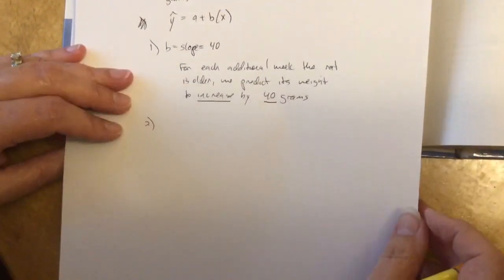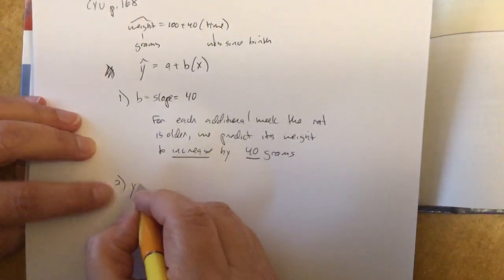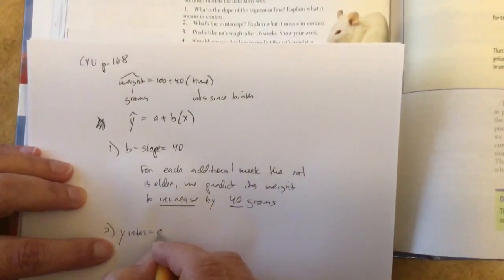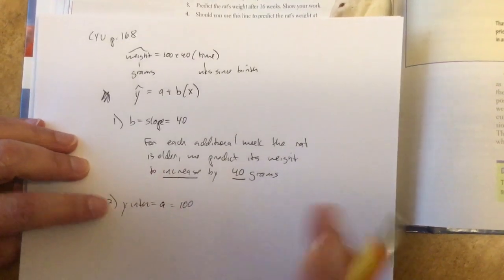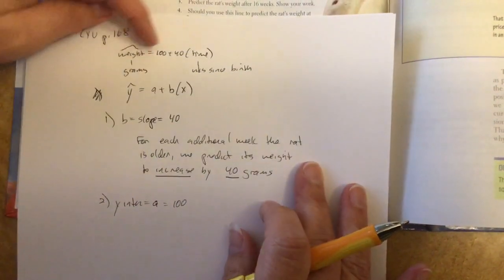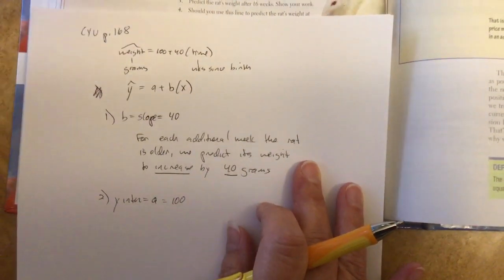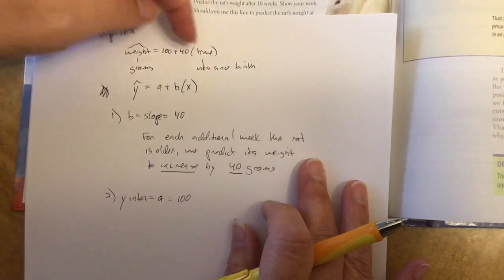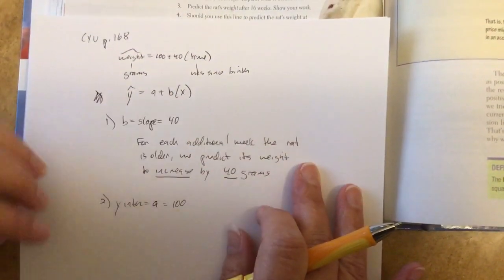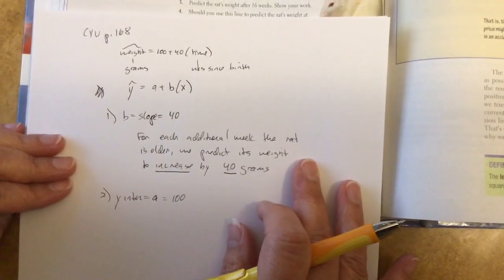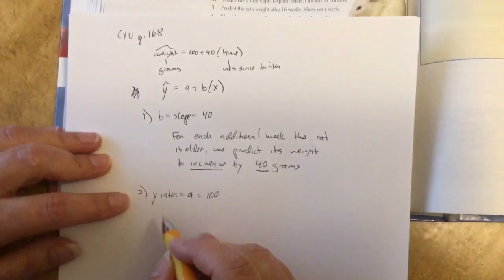Number 2 says, what's the y-intercept, and explain it in context. So our y-intercept is the a in the equation, which in this case is 100. What that means is, thinking back to Math 1, if we put a 0 in for x, that's our y-intercept. So what's 0 weeks since birth? Zero weeks since birth is when the rat was born.